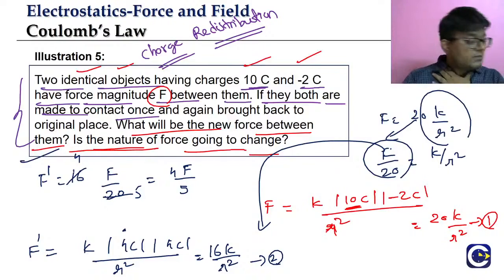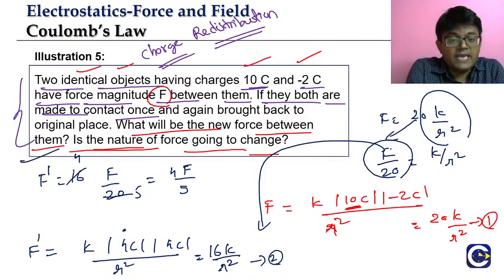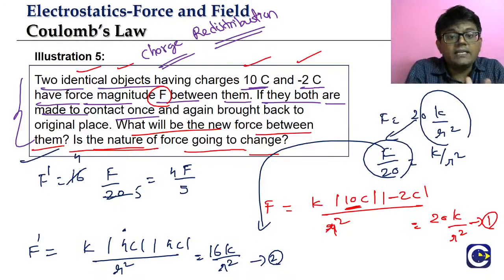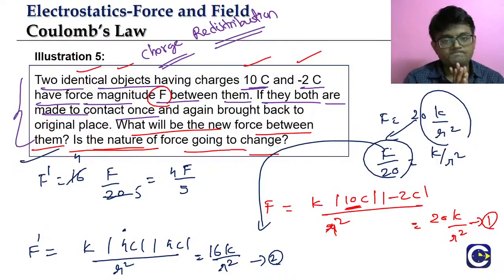So what is this problem based on? Redistribution of the charge. When we take two charged objects and make them contact, what happens? The charge undergoes redistribution. In redistribution, we are looking at redistribution between identical objects. Identical objects means, how will the charge be distributed? It will be redistributed equally because the objects are identical, right?